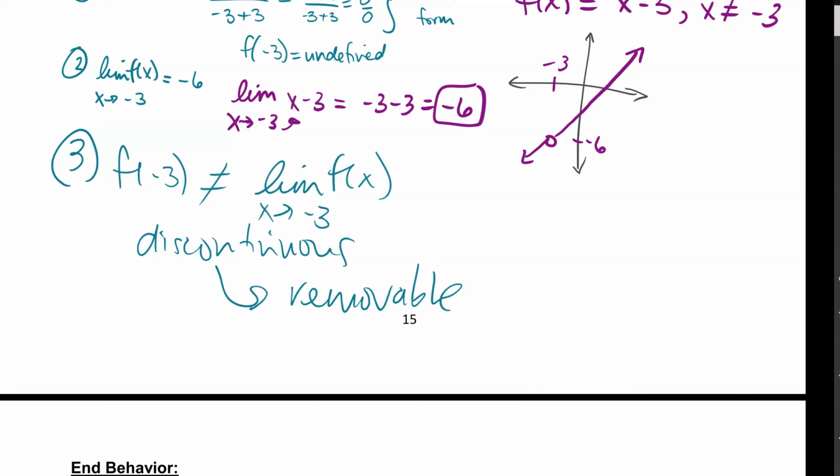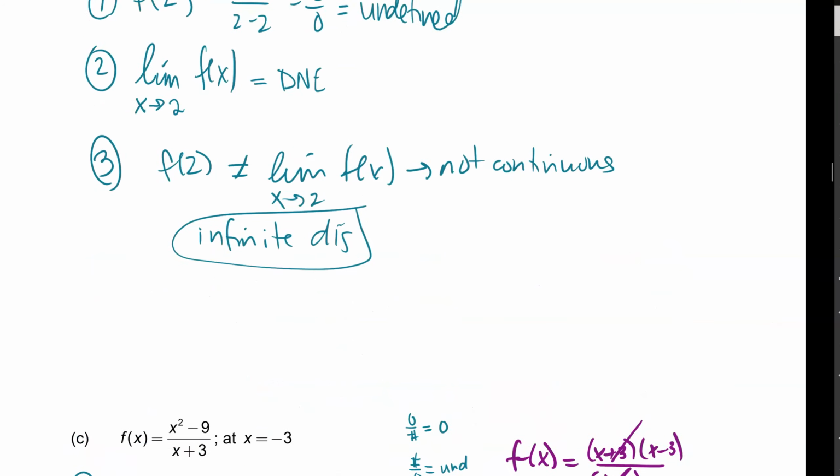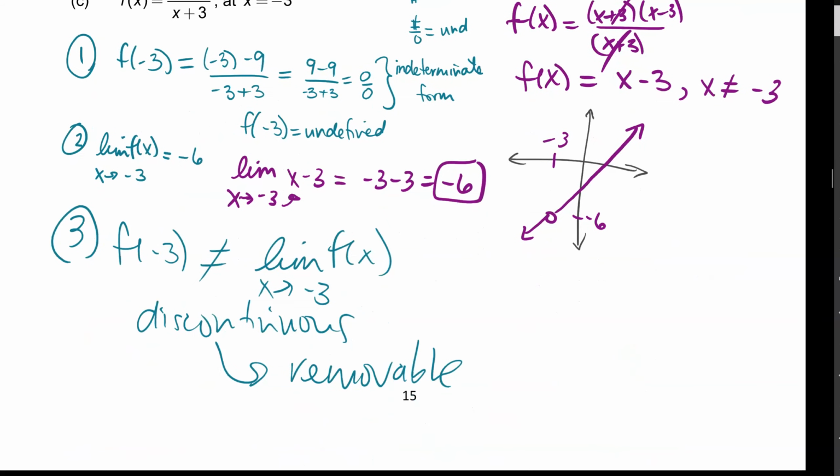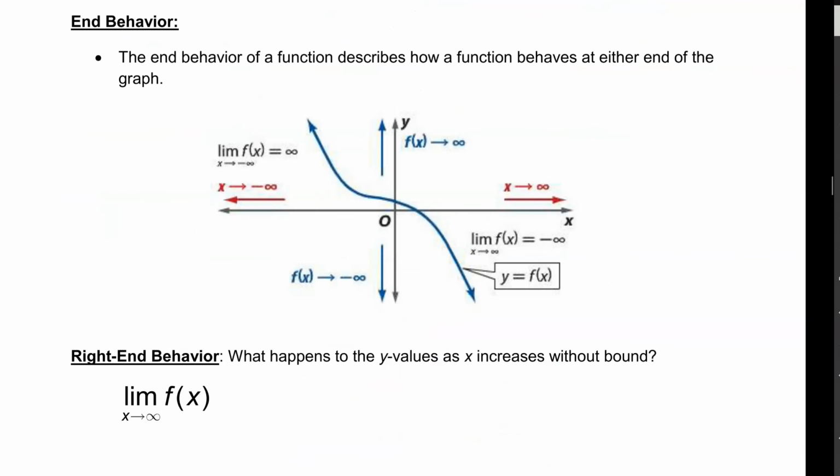So what if I had a removable discontinuity, I have an infinite discontinuity, and then this first example was just continuous. What if I had a function value of 5 and my limit said 4? Is it continuous? No, because my limit is not the same as my function value. That would be a jump discontinuity because you're still defined everywhere. It's just not the same number. That would be the third type.